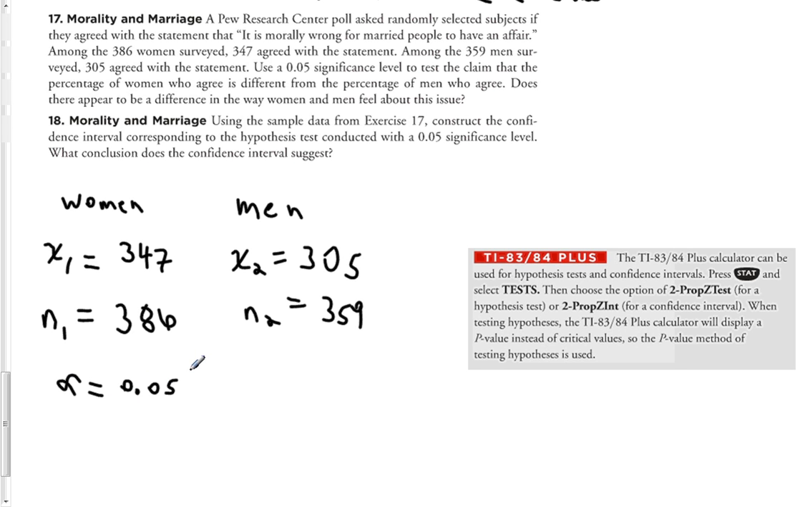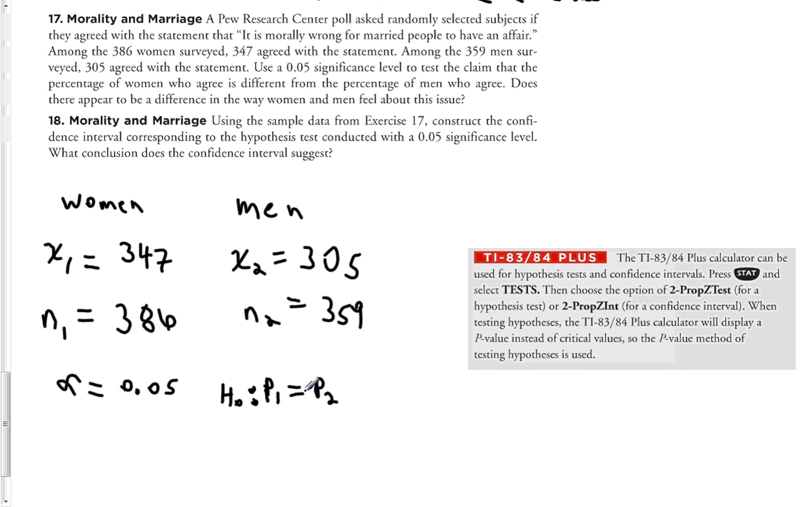And we're testing the claim that the percentage of women is different than the percentage of men who agree with this. So we're testing the claim that P1 is equal to P2. This is our null hypothesis. Actually, the claim is that the percentage of women who agree is different. So this isn't the claim. This is the null hypothesis, that there's no difference, that the percentage of men who agree is equal to the percentage of women who agree in the population.